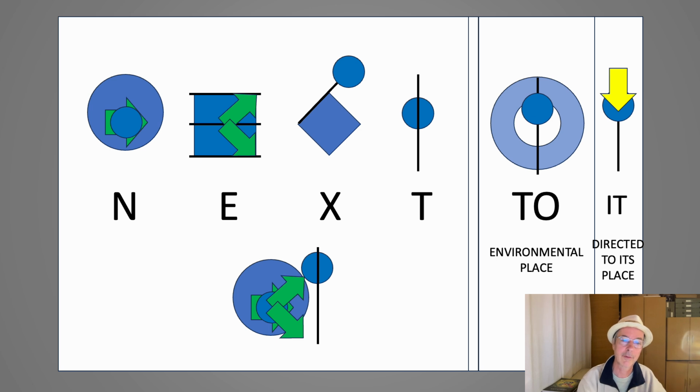Of course, I also have "next to" it. So "to" is a T, the position of place, O in the environment, so the environmental place. It's the direction inserted to its place, so I direct it to its place. So next to it, I direct it towards that correct place, which is just outside, a little bit further away from the object.